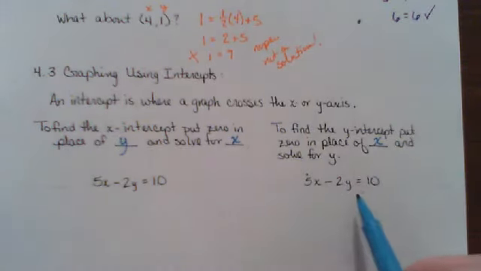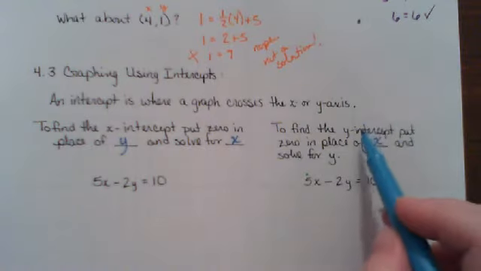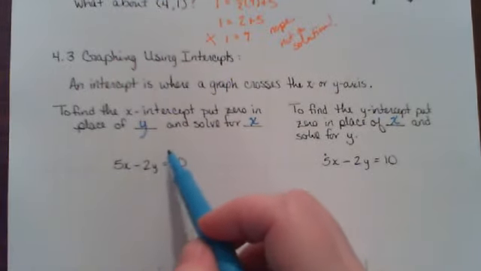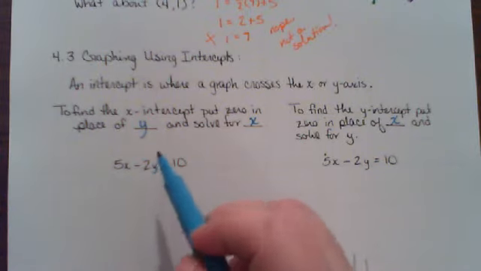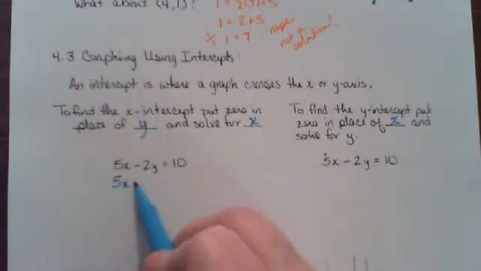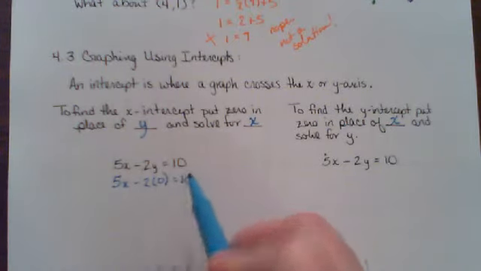So this is the same line. We've got two different things we're going to have to do. First we're going to find the x-intercept with this one, and then we're going to find the y-intercept with that one. When I go to find the x-intercept over here, I have to put a 0 in place of my y. So now it's 5x minus 2 times 0 is equal to 10.